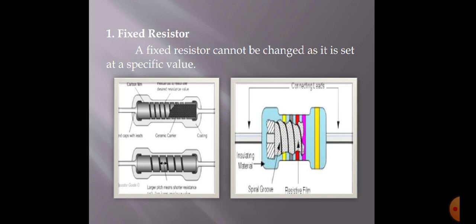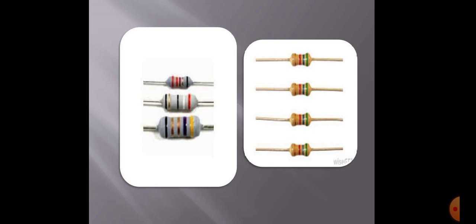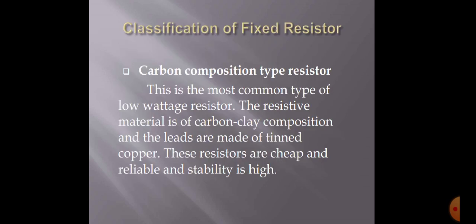And the resistance given by the fixed resistor is a constant. You cannot change the resistance of fixed resistor, right? These are again pictures of fixed resistor which we are going to use in a lab. Then as I said, the classification of fixed resistor, I have told you the examples of fixed resistor, that is carbon composition, wire wound and metal film.